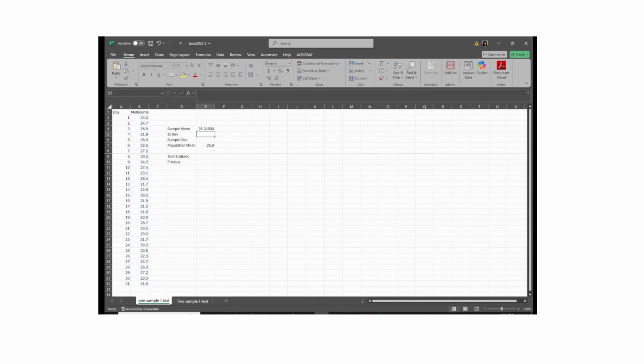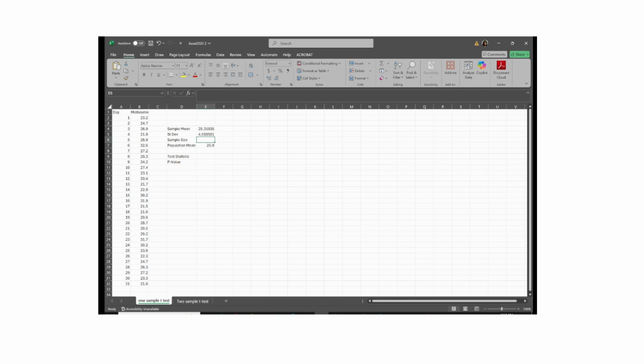Yep, so the sample mean is 25.32, rounded to 2 decimal places. Now we need to calculate the standard deviation. The standard deviation measures dispersion and the spread of the data. In order to use the standard deviation function, we have to use STDEV.S and drag the data from B2 to B32. So our standard deviation is 4.02, rounded to 2 decimal places.